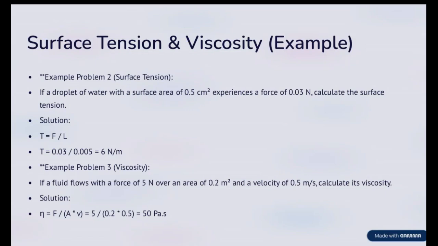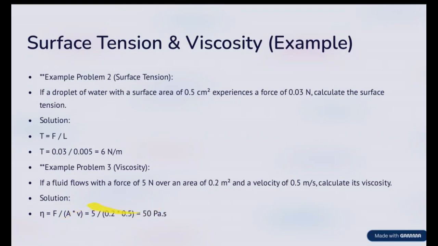My network tripped off. So we have the question that says, if a fluid flows with a force of 5 Newton over an area of 0.2 meters squared and a velocity of 0.5 meters per second, calculate its viscosity. Now they gave us force, area, and velocity. So we just use this formula exactly the way it is given for viscosity, meaning viscosity is equal to force over area times velocity.